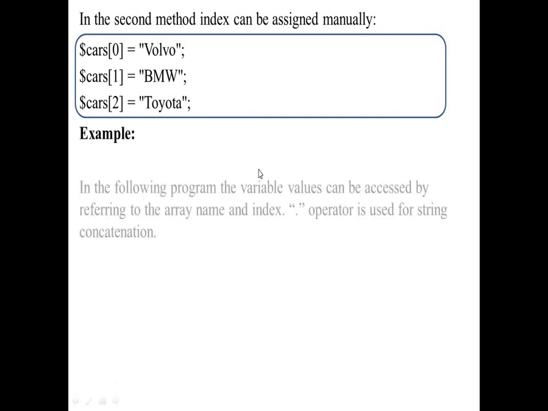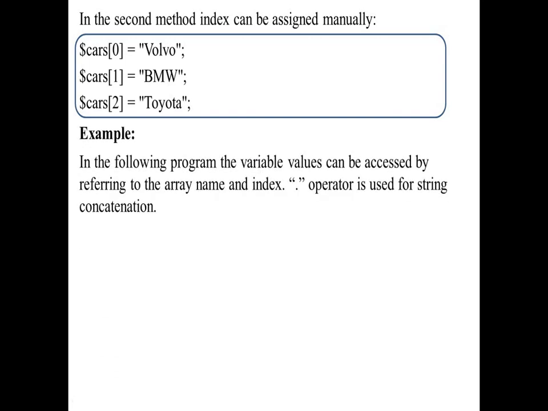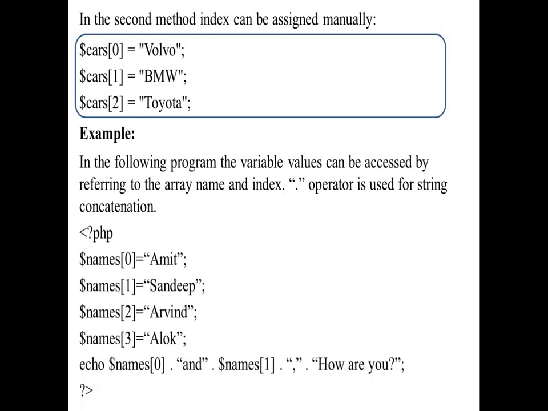Next example, let's see. In the following program, the variable values can be accessed by referring to the array name and index. The dot operator is used for string concatenation, as you know. Here we have used echo names[0], which means Amit, and names[1], which means Sandeep.